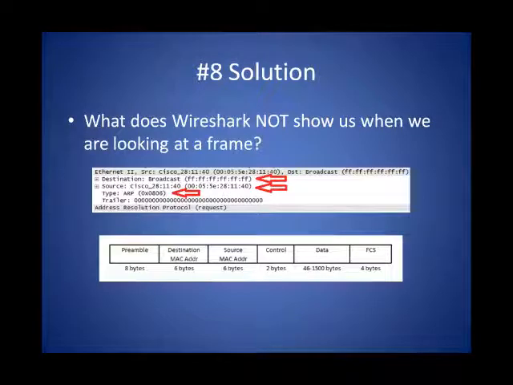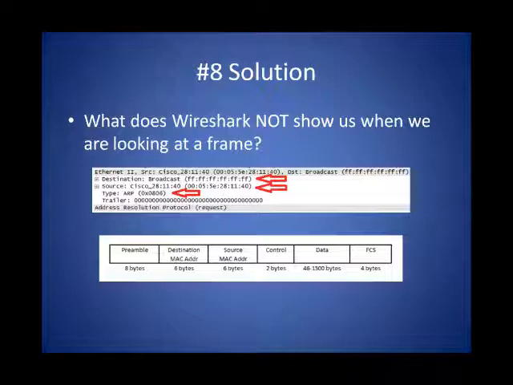What we're looking at here in the top is an ARP request, very straightforward sort of frame, and the red arrows show us the fields for Ethernet that Wireshark actually shows. So we've got a destination MAC address, a source MAC address, and then the type or the control field. And this is pretty standard.